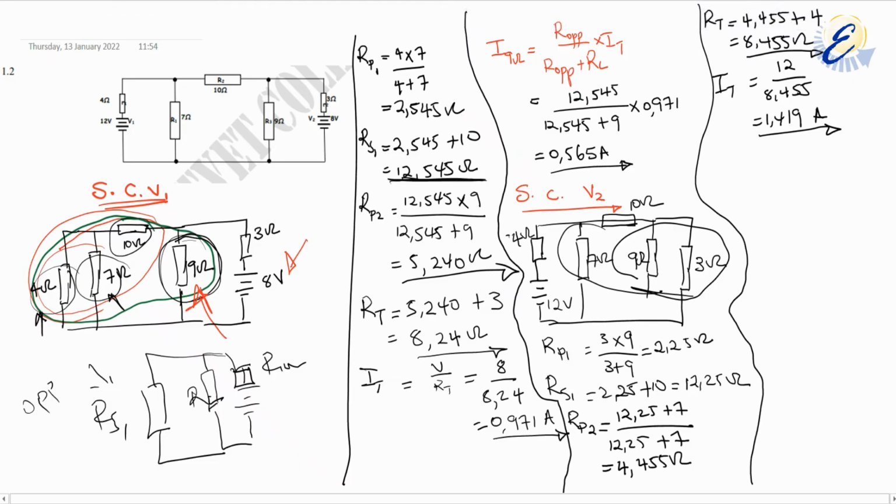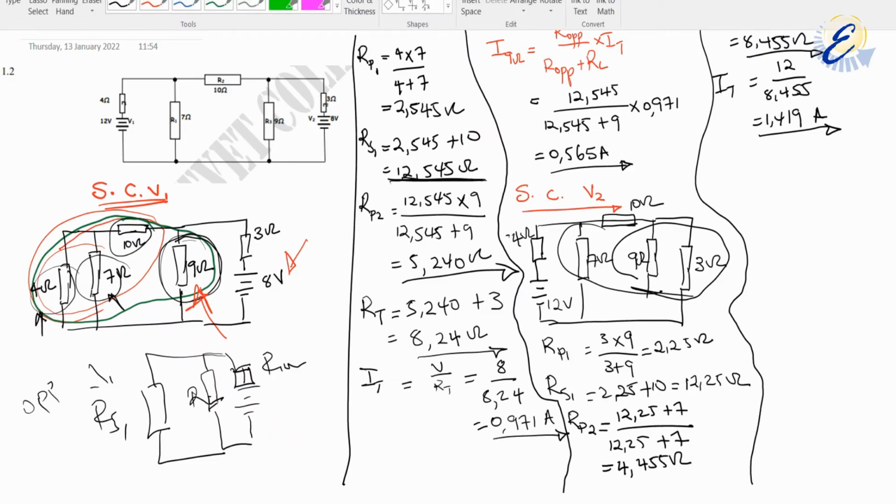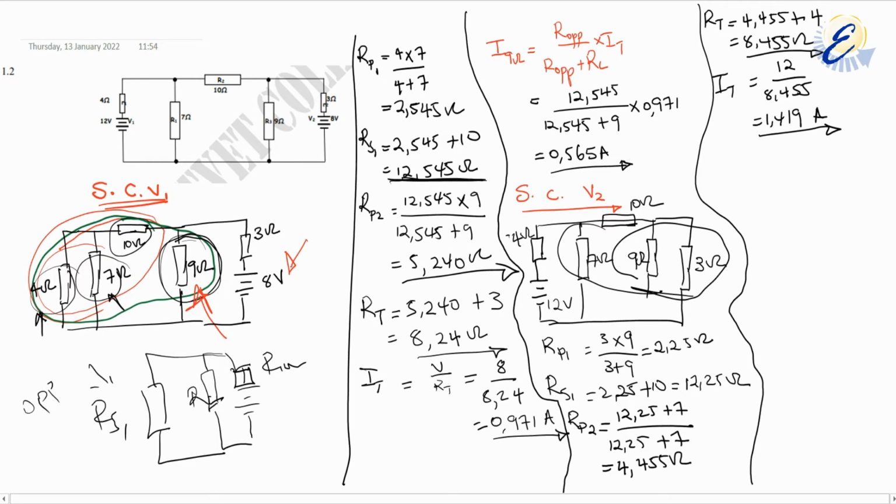Let us go back to our original circuit. I want to show you something here. Look at our original circuit. When V2 was the one responsible in supplying, it was easier to find the current here, because all of this became the opposite resistor. Can you see that? All of the resistors became the opposite of 9.